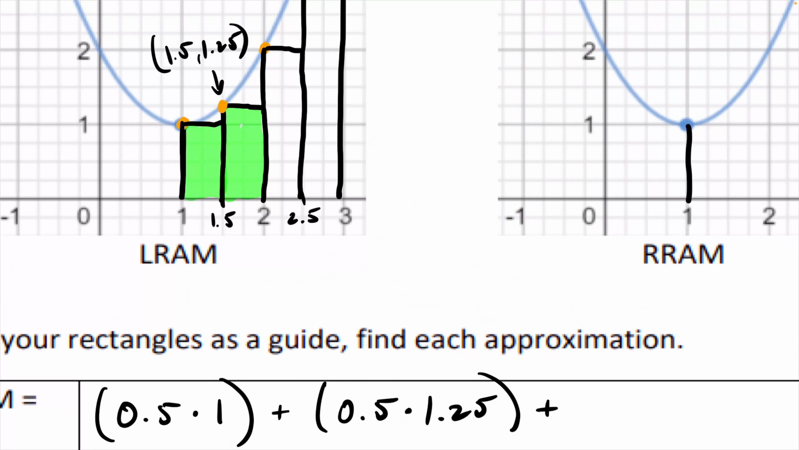We only have to do that when we're not sure. Like the next rectangle, that's pretty obvious. How tall is it? 2. So the next rectangle would be 0.5 times 2.